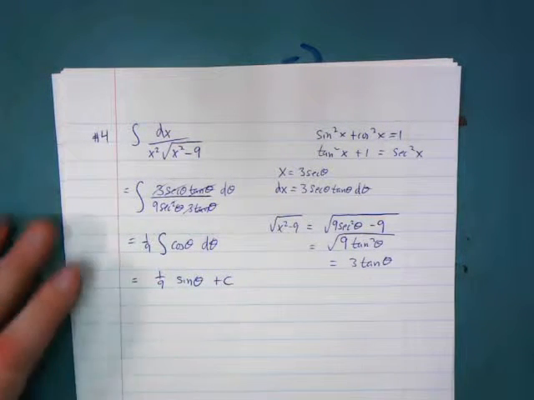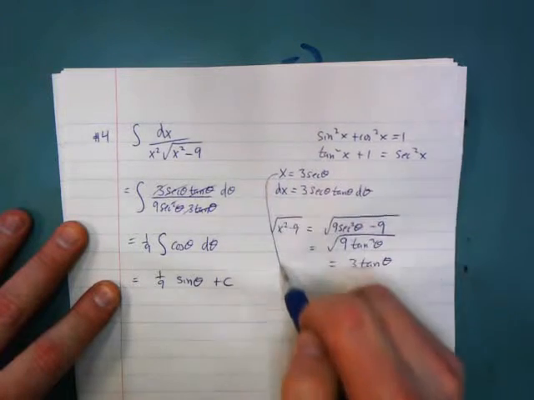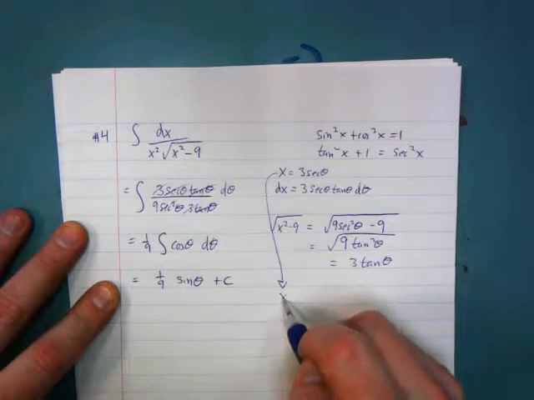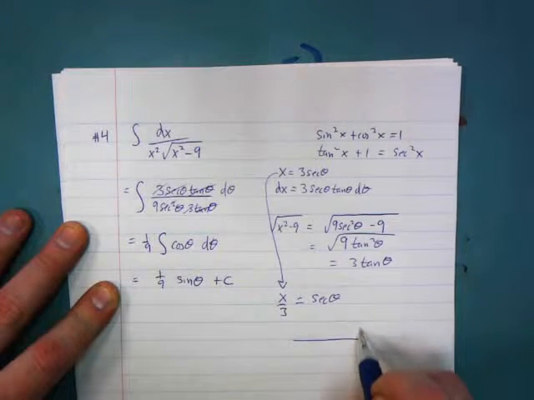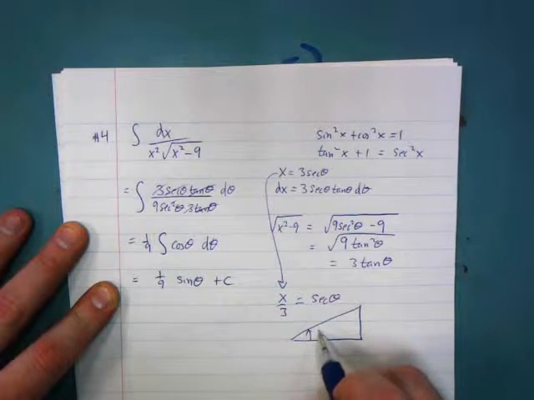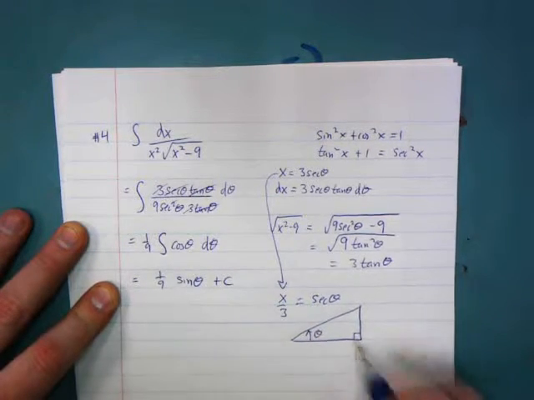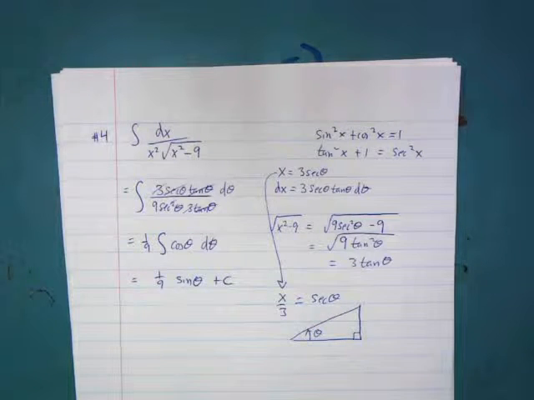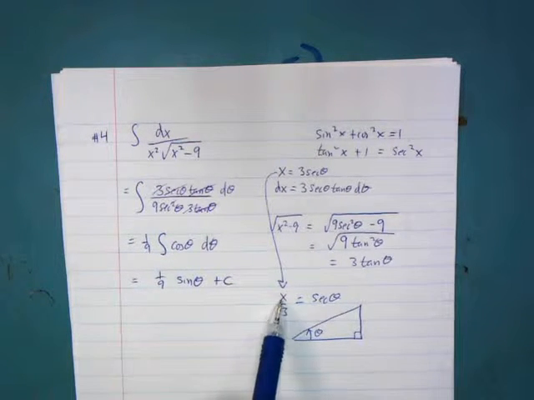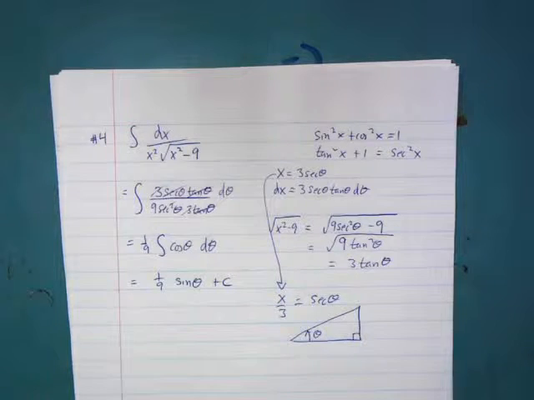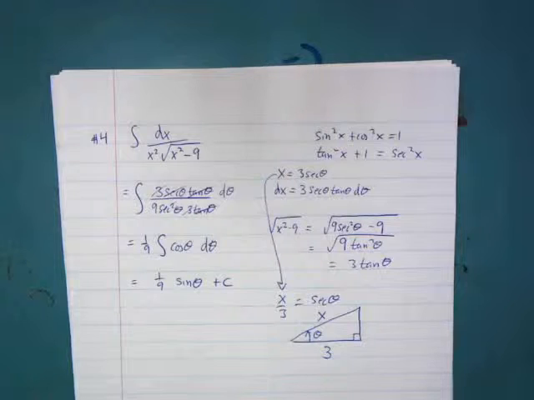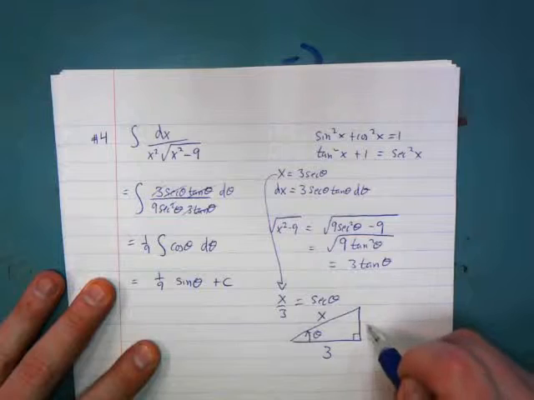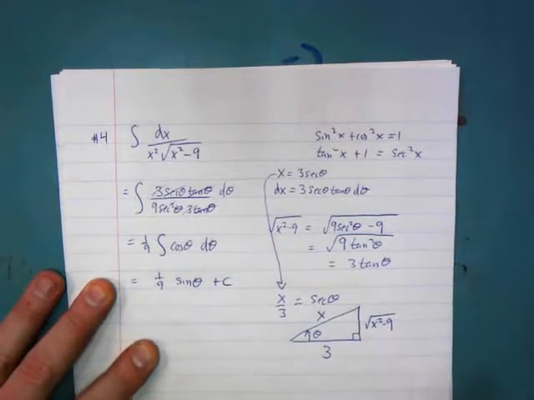All right, and then I got to get my x's back in. So I take this. I think of x over 3 equals secant theta. I draw myself a triangle. There's theta. It's a right triangle. What does secant have on top? Secant is who over what? Hypotenuse over adjacent. Pythagoras tells me the other side is square root of x squared minus 9.